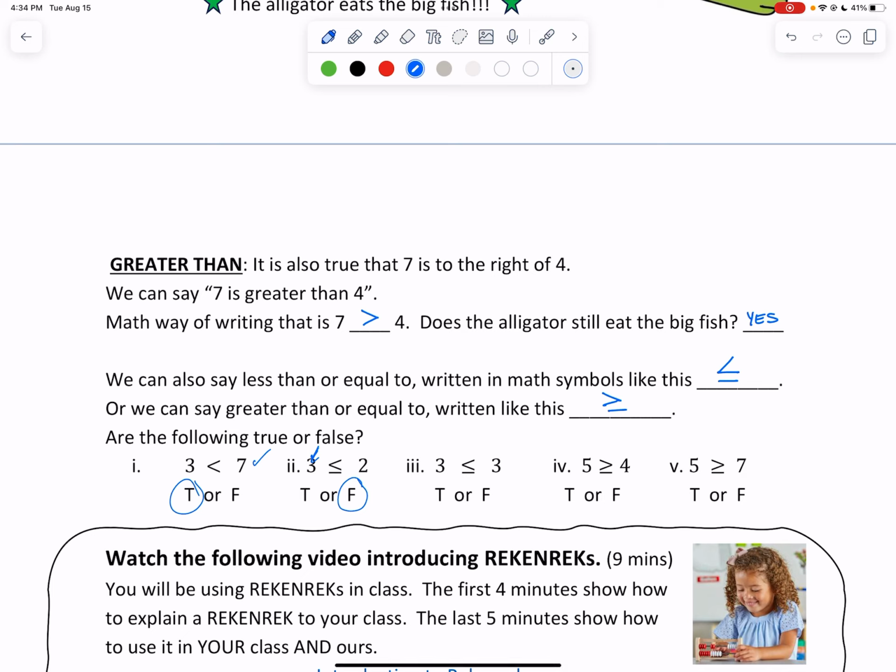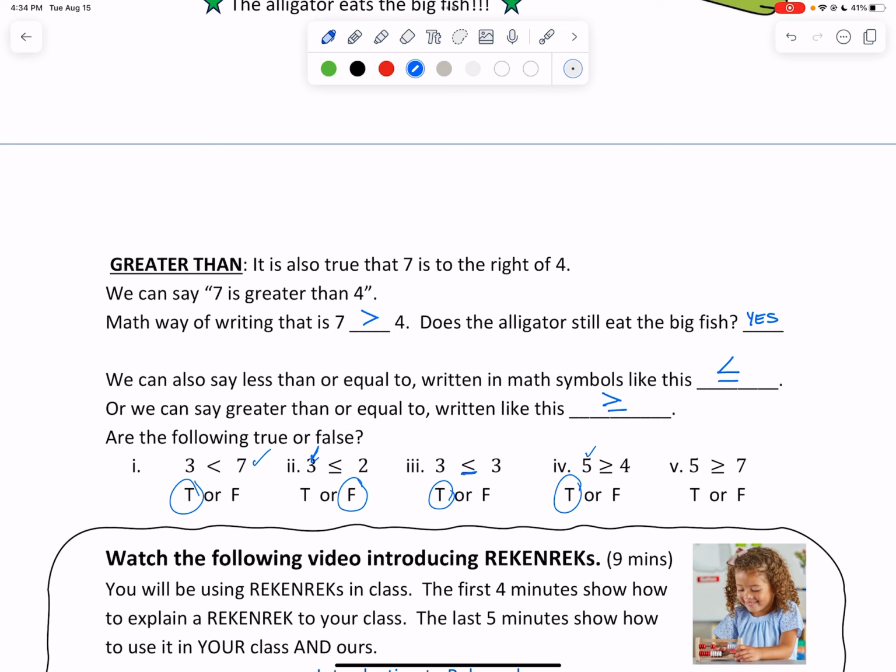Now this one, the alligator isn't pointing to the biggest because they're the same. But notice it has an equal to mark over here. So that says 3 is less than or equal to 3. Which, if it was just 3 is less than 3, it would be false. But because it says or equal to, it's true. 5 is greater than 4. There's my biggest one, and it's eating the 5. So that's going to be true.